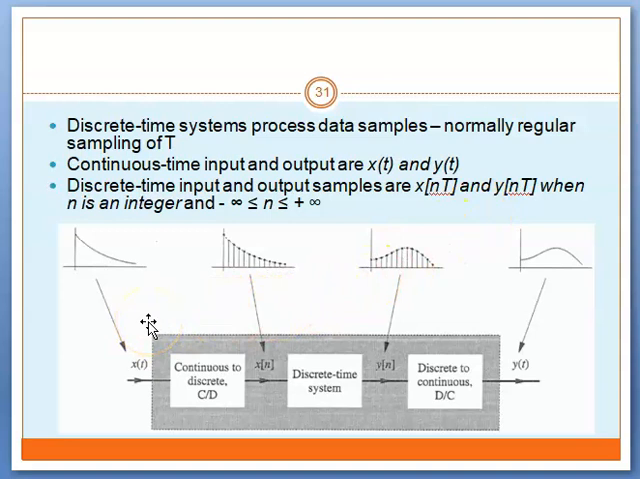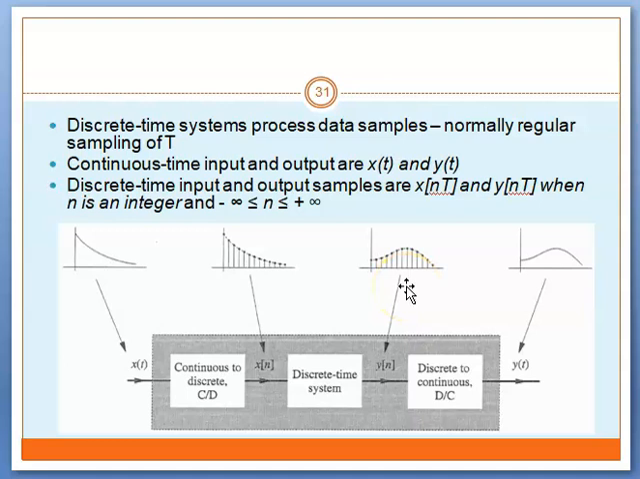So you can actually change from continuous time to discrete time or vice versa. As you can see from this diagram, you have the x(t) in continuous time. It goes into a continuous-to-discrete system, so you will get the output x[n] in discrete time. Then it goes into another system, which is a discrete time system, which will produce an output y[n]. So this would be your output in discrete time.